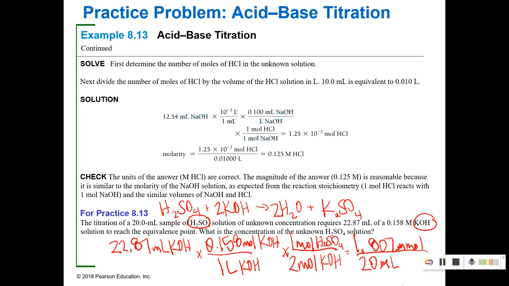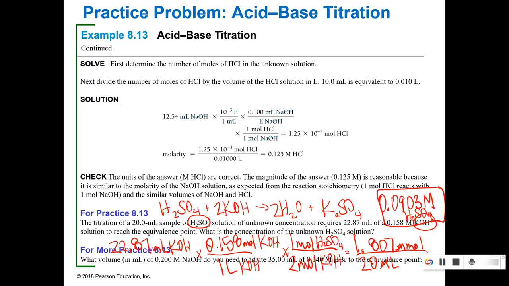All right, and then once we solve that, I get 0.0903 molar, and remember that's of our H2SO4. So just remember, if your moles of H and OH in your initial equation are not equal, not 1 to 1, then you're going to have to do solution stoichiometry. If they are, you can use MAVA is equal to MBVB.